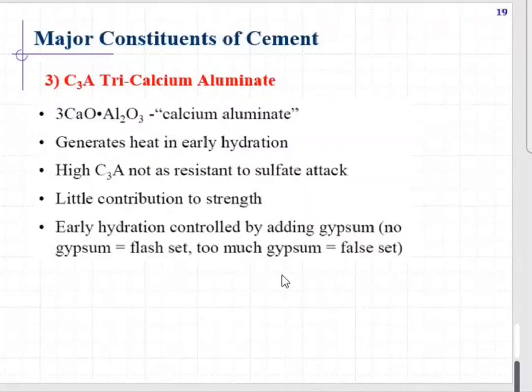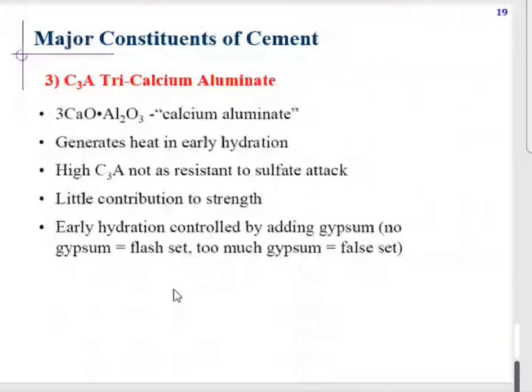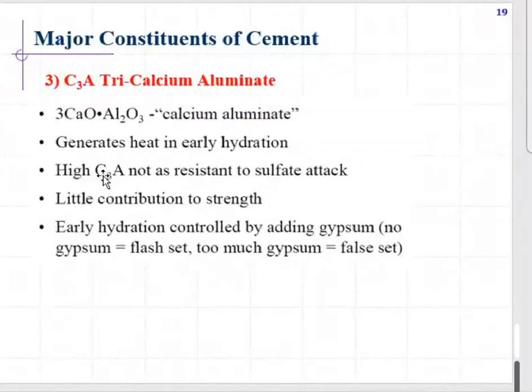So we call it high alumina as well, which is not written over here, but it gives a very small, even negligible, contribution towards the strength. So this content, which is responsible for early stiffening, we add gypsum into the system so that it can control early hydration. So by adding the gypsum, we can avoid two problems.